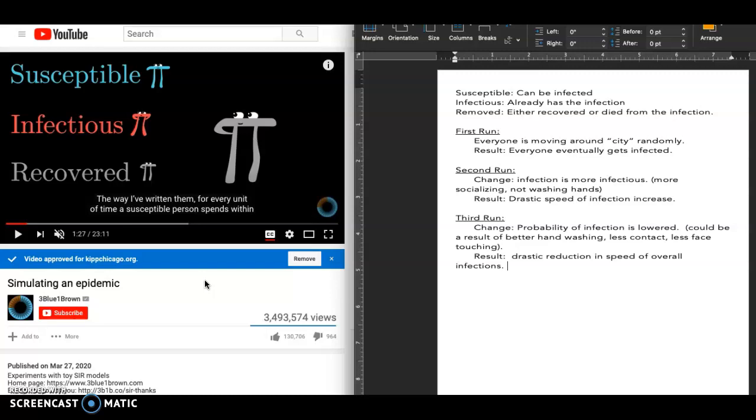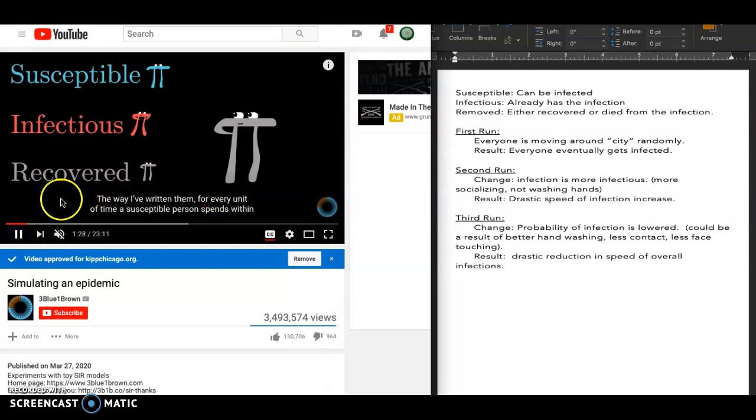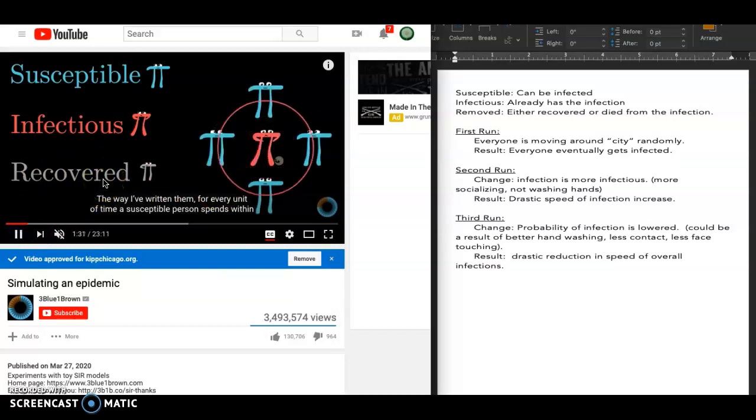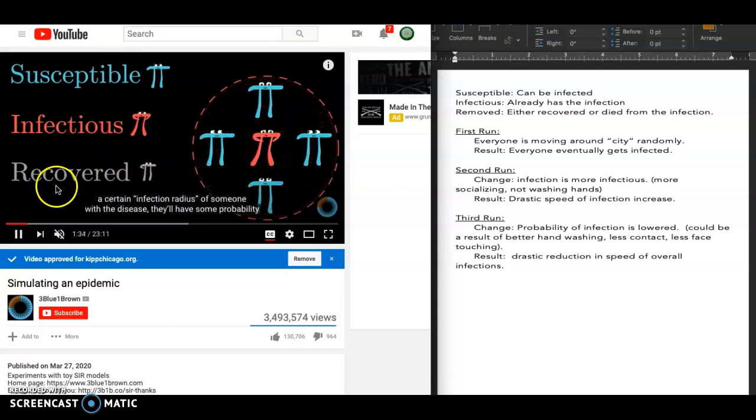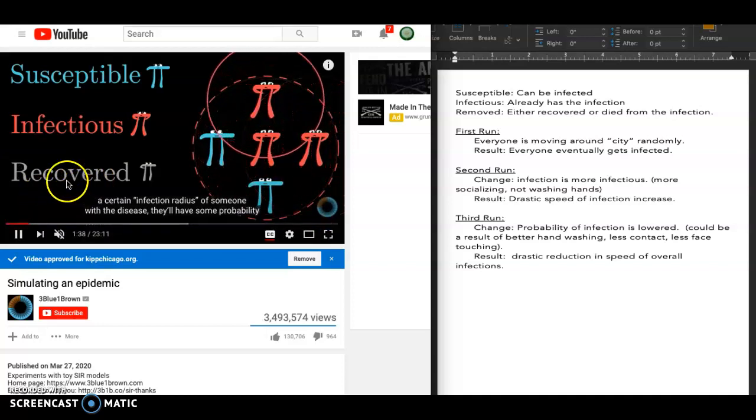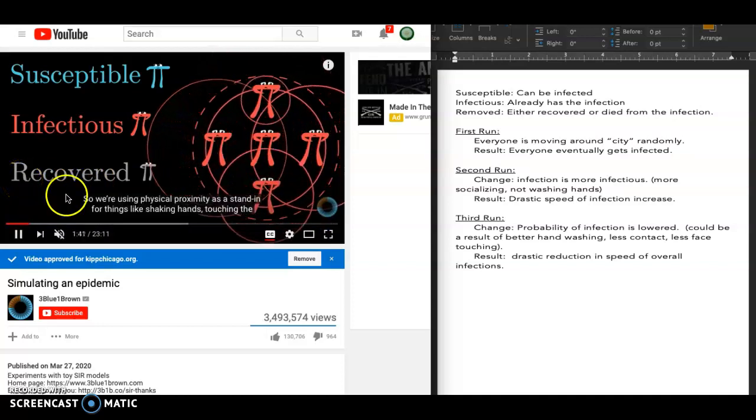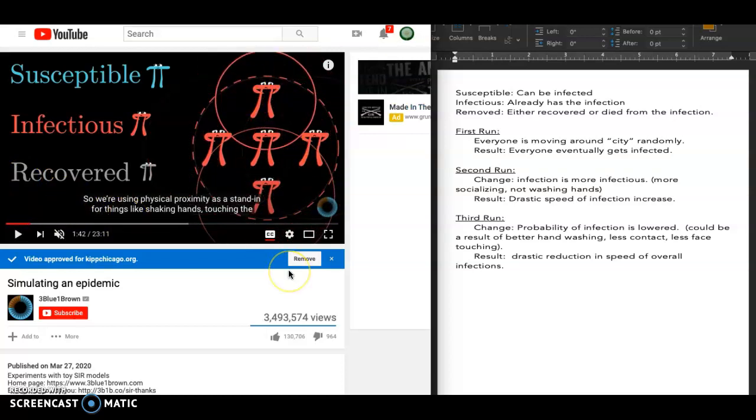And so, three groups: susceptible, infectious, and recovered. Sometimes, instead of using the term recovered for this group, they'll also call it removed. Susceptible just means that you can be infected. Infectious means you have the infection currently, and recovered means that you had the infection and you've come out of it. They also call this removed because sometimes people do die from the infection, and so we would not qualify that as recovered.